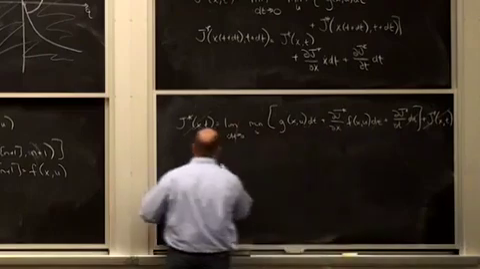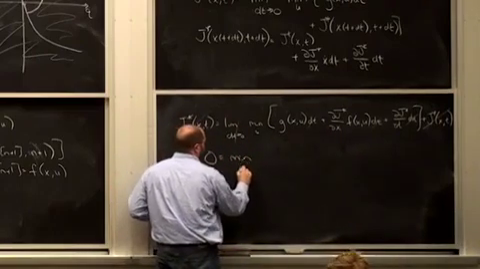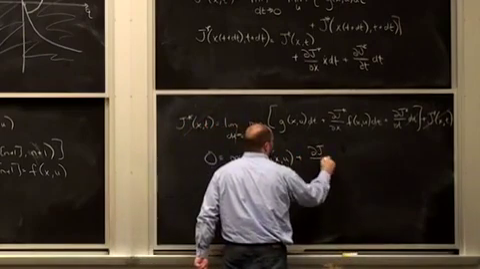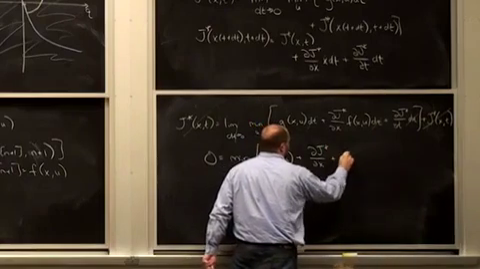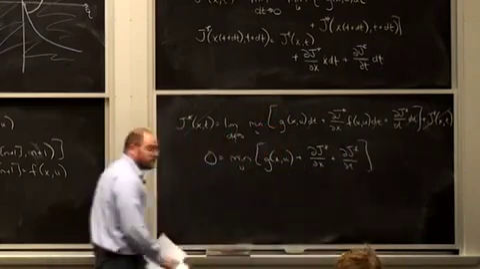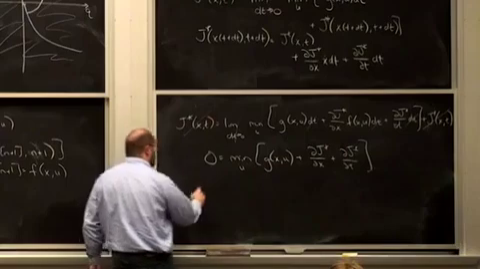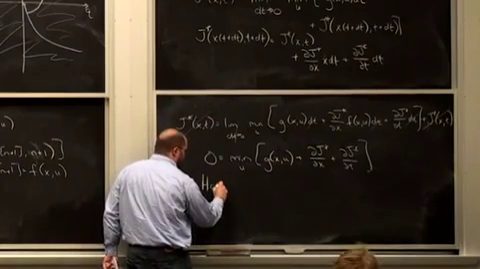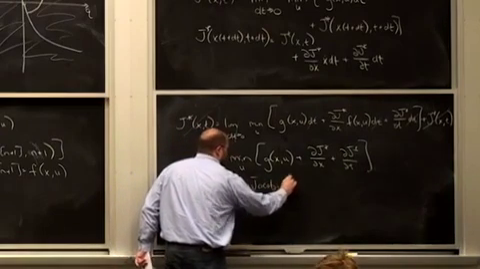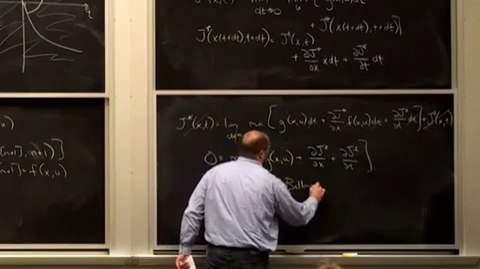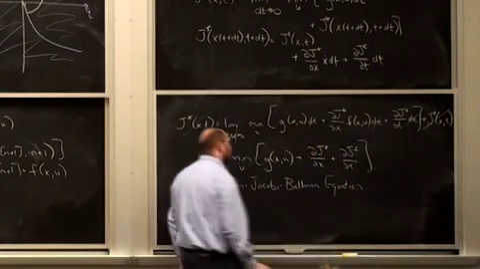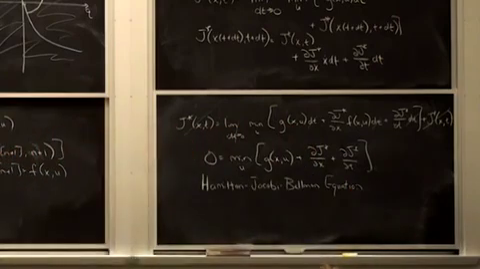What I'm left with is 0 equals min over u of g(x,u) plus partial J partial x times f plus partial J partial t. This is a very famous equation. It'll be used a lot. It's called the Hamilton-Jacobi-Bellman equation.